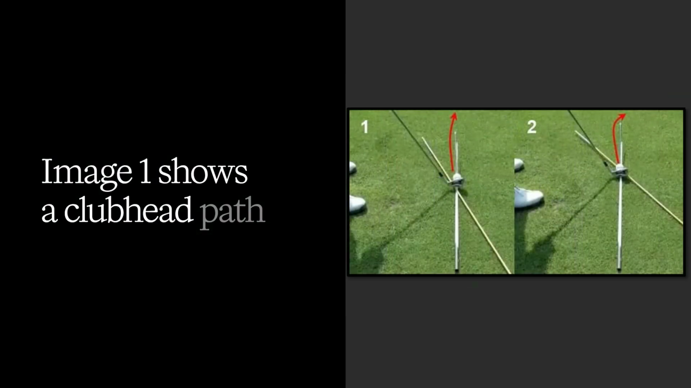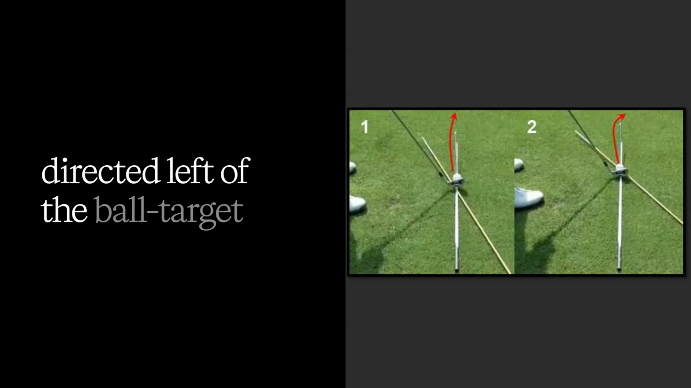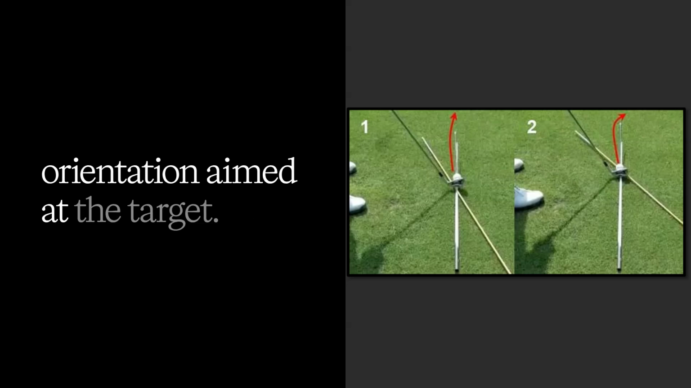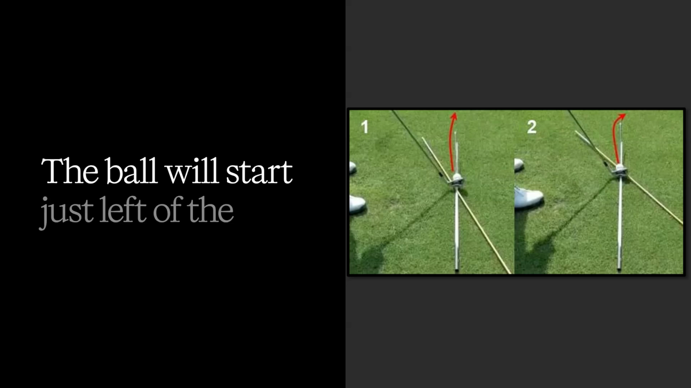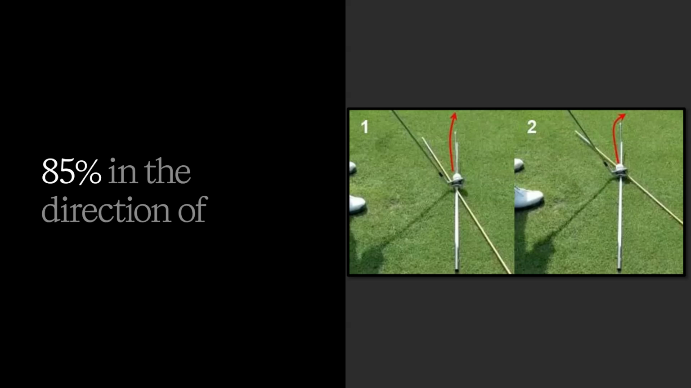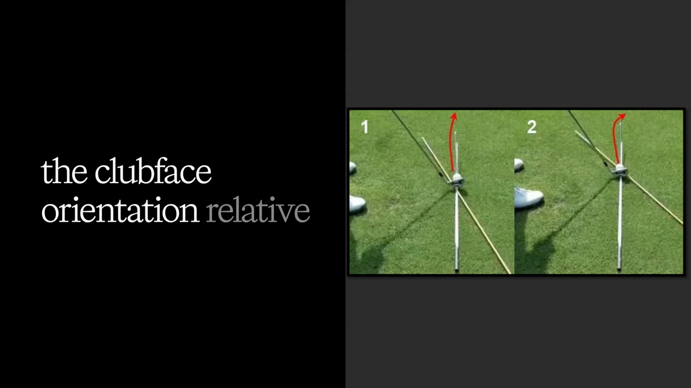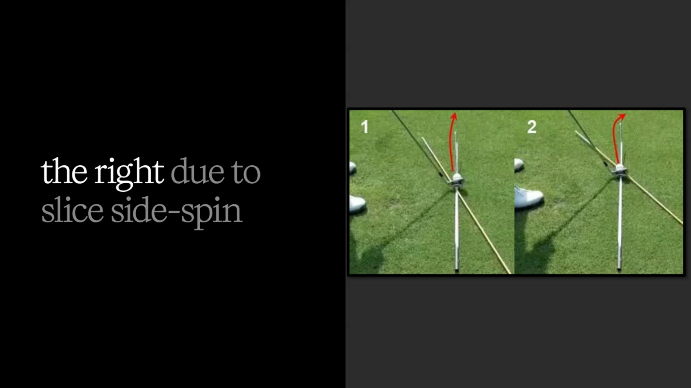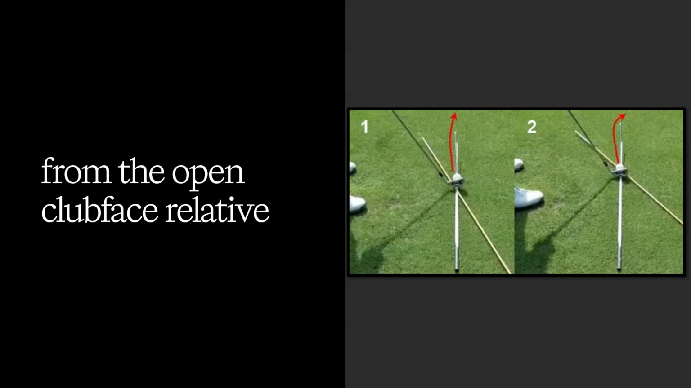Image 1 shows a club head path directed left of the ball target line at impact, with a club face orientation aimed at the target. The ball will start just left of the ball target line, approximately 85% in the direction of the club face orientation relative to the path, and will then slice to the right due to slice side spin from the open club face relative to the path.